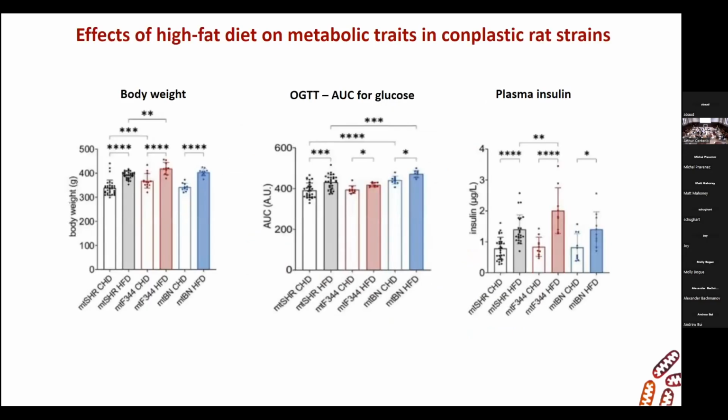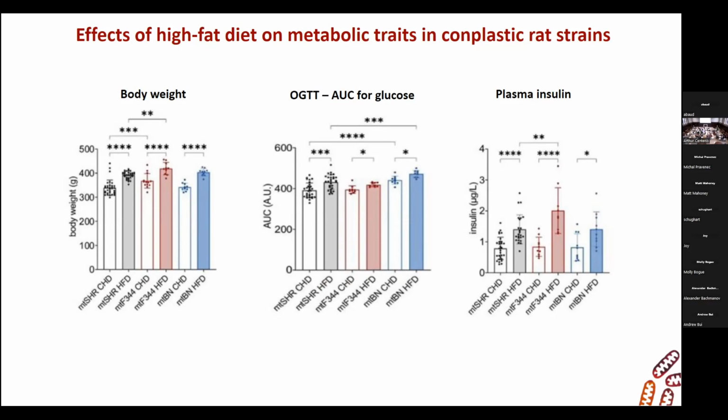High-fat diet promotes insulin resistance in conplastic strains. That can be seen in all strains. High-fat diet led to an increase in body weight relative to the SHR strain, in which conplastic strain the body weight was increased on either of the diets. As expected, the area under the curve for glucose during the oral glucose tolerance test was higher on high-fat diet compared to controls in all groups, indicating a lower ability to clear glucose from the blood.